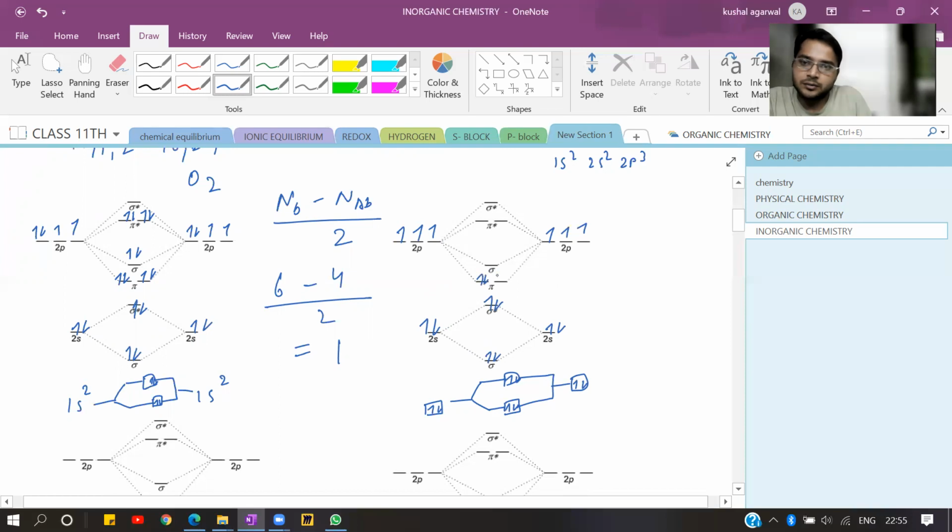Now 1, 2, 3, 4, 5, and 6. Okay, in this way 6 electrons will be filled here.